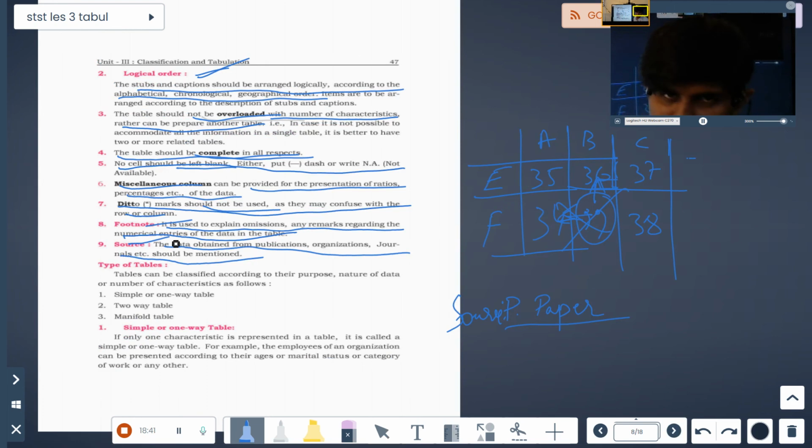So these are the rules of a table, and I have also explained to you the parts of a table. Then we had the general format of a table. They'll not ask rules; I have not seen rules being asked, but parts of a table have been asked and the general format of the table has been asked. So these questions might come.